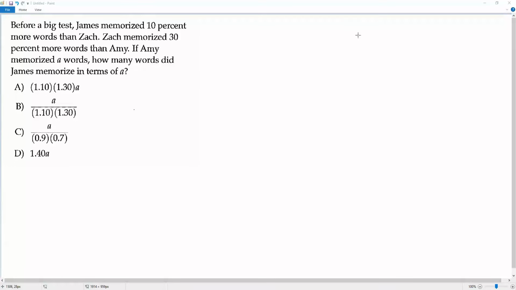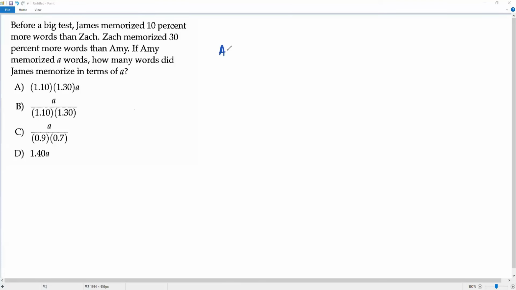Here, we have a SAT math question. Okay, let's go over the information we have in the question. Before a big test, James memorized 10% more words than Zach, and Zach memorized 30% more words than Amy. If Amy memorized A words, how many words did James memorize in terms of A?